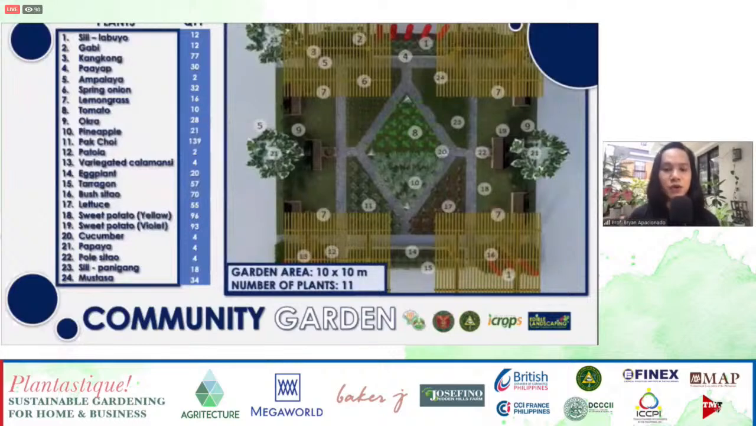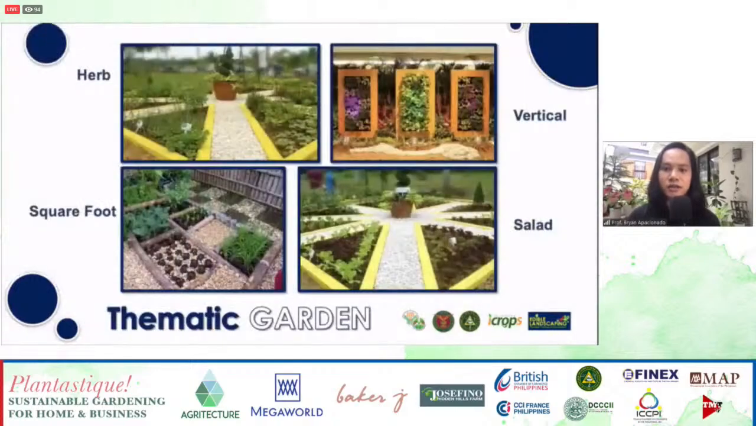You can use this design for your community gardens. If you have vacant spaces in your community, you can develop that into this, so that aside from planting edible crops, you can also use the space for leisure and relaxation. And then aside from those different designs from the kit, we can also do thematic gardens in your area. So you can have an herb garden or salad garden or even a sinigang garden. And if the space is limited, you can use a vertical and square foot garden.